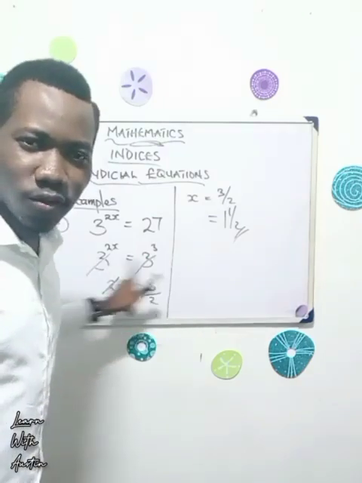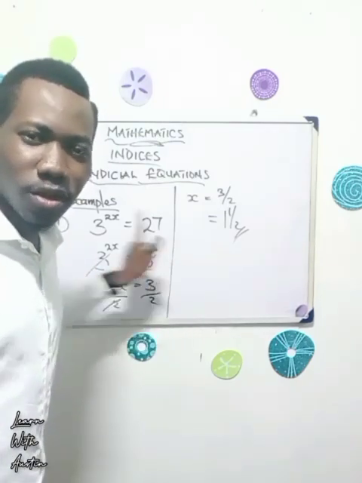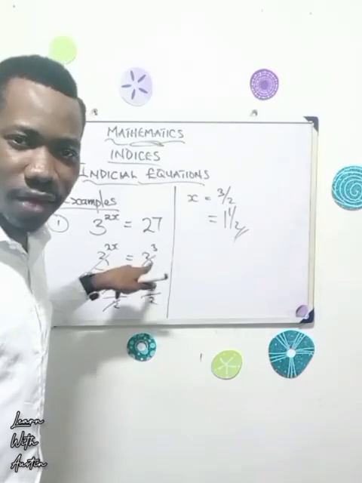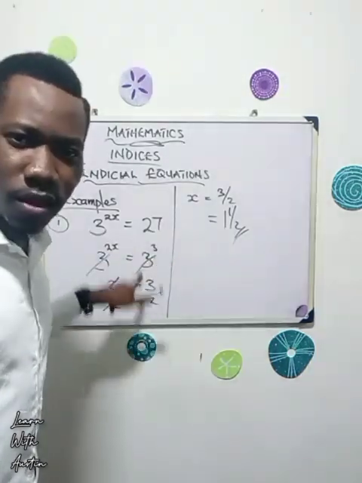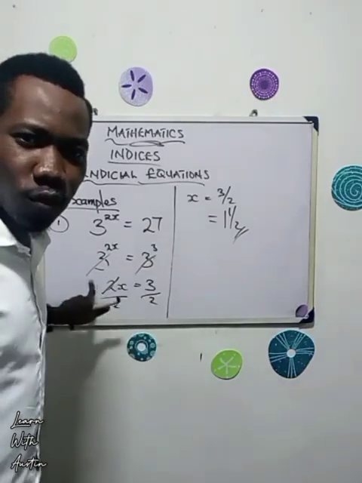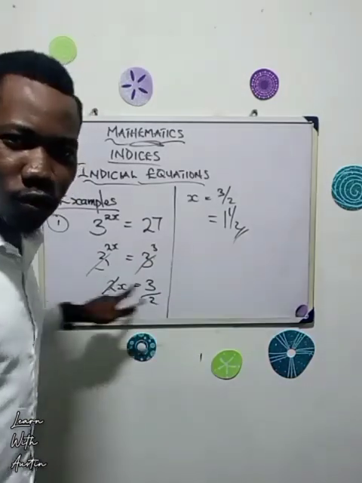So we can cancel out these 2 3's. 3 cancels 3, or we drop the bases, right? Then you equate the powers. So you're going to have 2x now equal to 3. Alright, what are we going to do at this point?